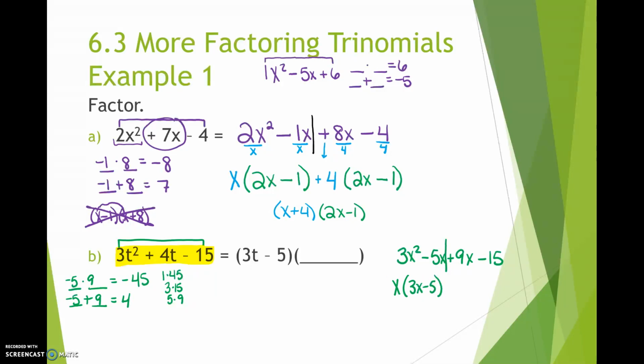What do 9x minus 15 have in common? I can divide both of those by 3. Notice the 3x minus 5, that's the part of the answer that they had. The other part would be the x plus 3.